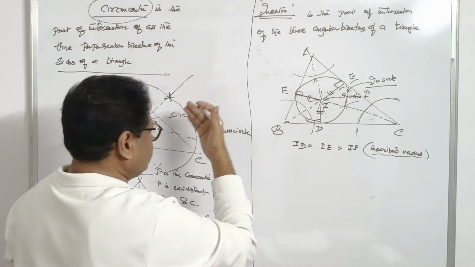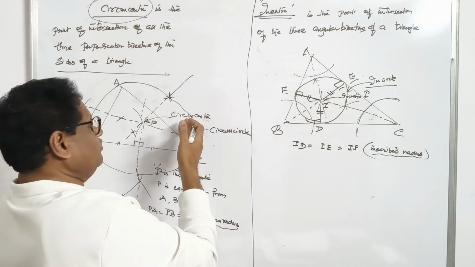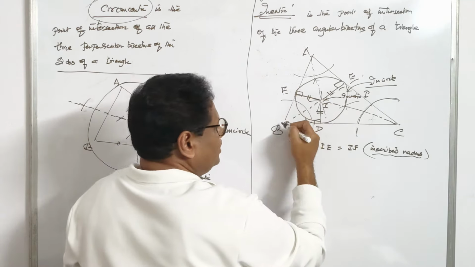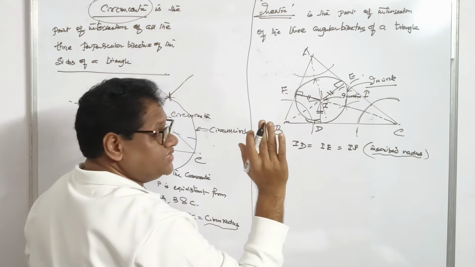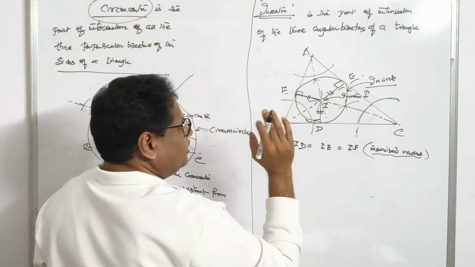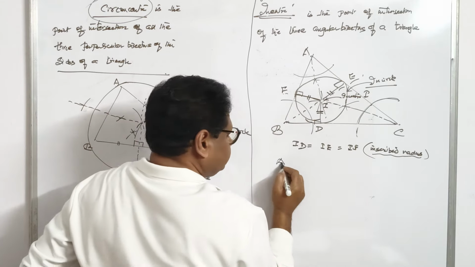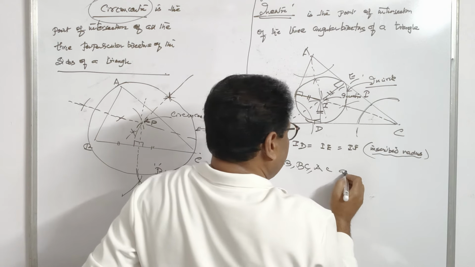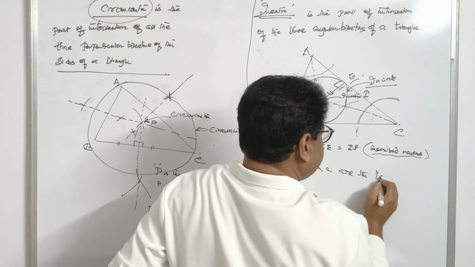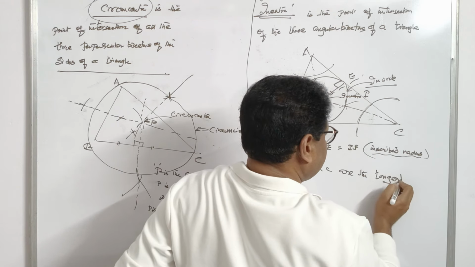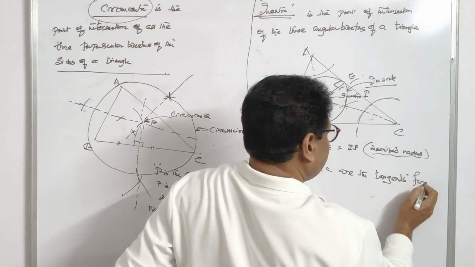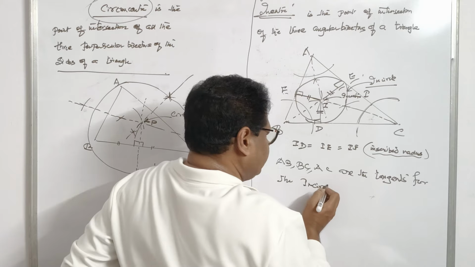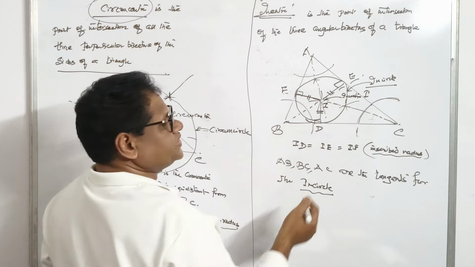Okay. So this was the circumcircle, this was the incircle. This circle was passing through the vertices, this circle is touching the sides. I mean to say AB, BC, AC are the tangents for this circle. I repeat, AB, BC and AC are the tangents for the inscribed circle or simply incircle, right? So inscribed circle is also called incircle.